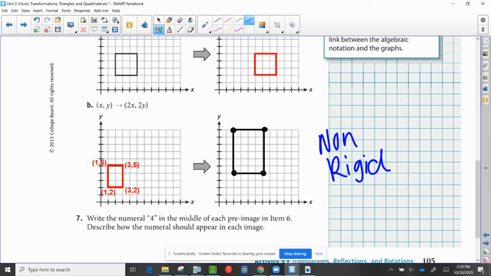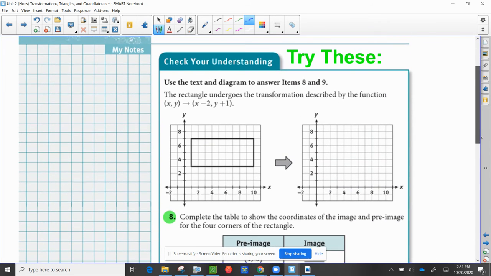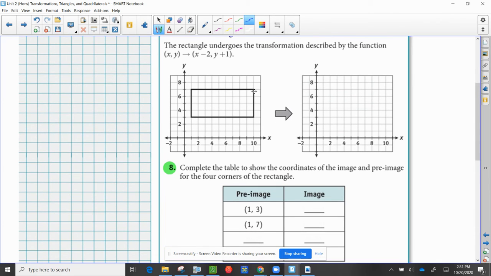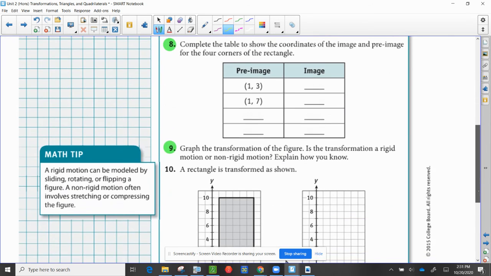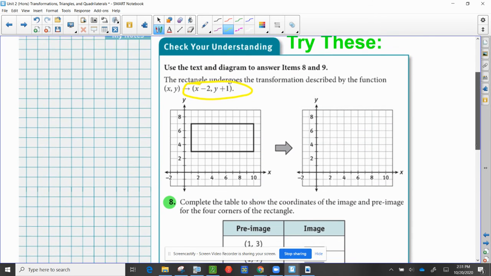Okay. So we're just going to wrap up here. I'm going to have you guys try the check your understanding really quick. So go ahead and try these. Number 8 wants you to fill in the table of the 4 vertices of the pre-image. And then we're going to use this rule here. It's going to be x minus 2 and y plus 1. So think about that. And then in number 9, you're actually going to graph it on the figure below. So go ahead, fill in the chart first.